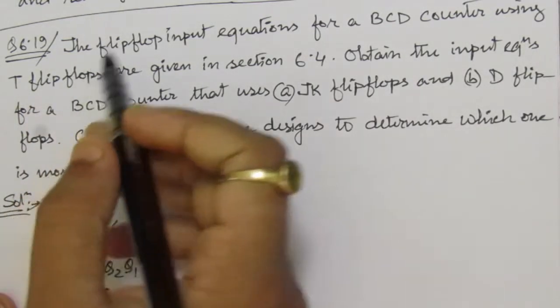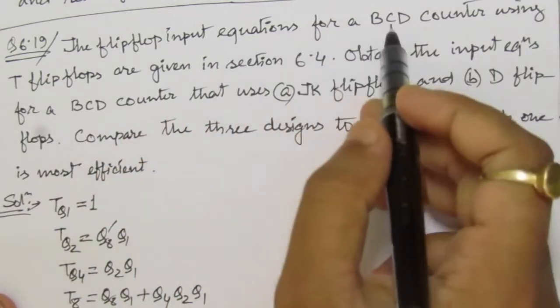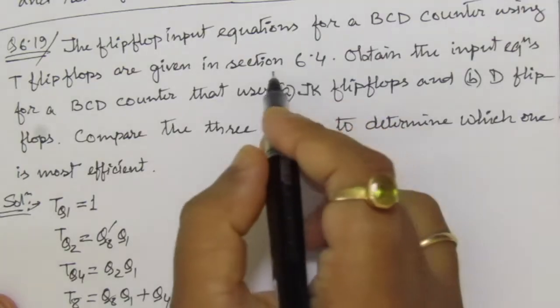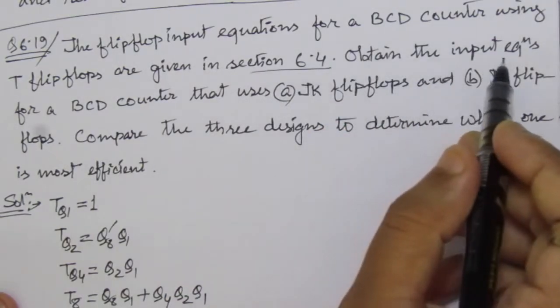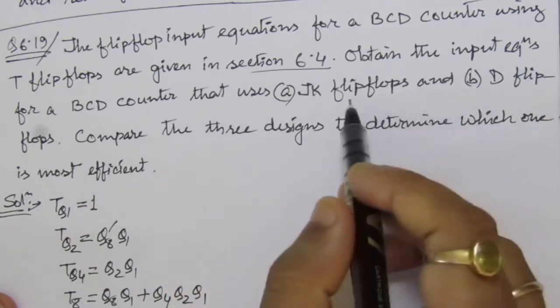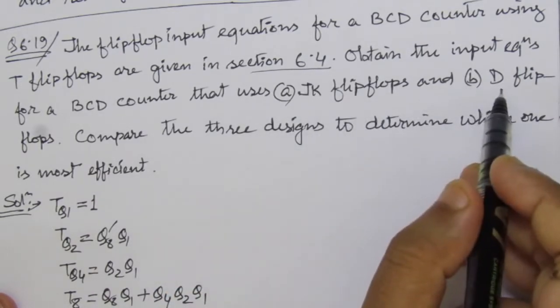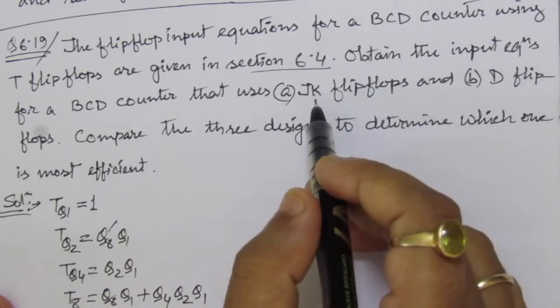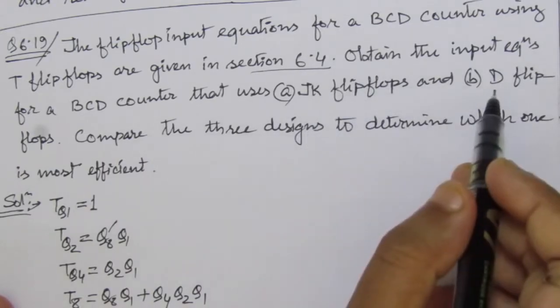The problem is: the flip-flop input equations for a BCD counter using T flip-flops are given in section 6.4. Then we are asked to obtain the input equations for a BCD counter that uses JK flip-flops in part A, and in part B we have to use D flip-flops. So we have to find out the input equations for the JK flip-flops and the D flip-flops.